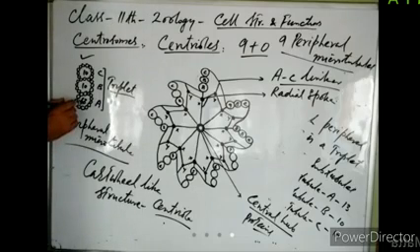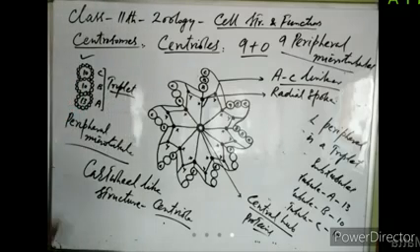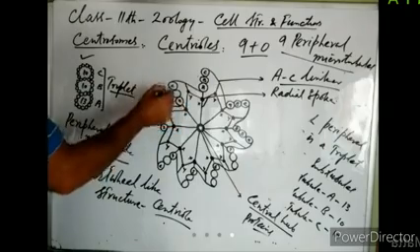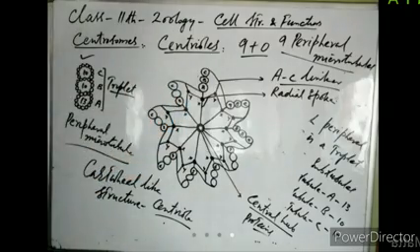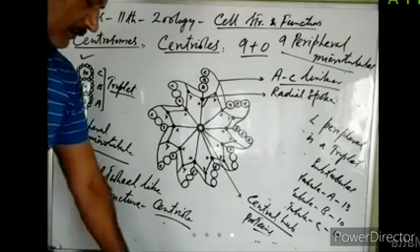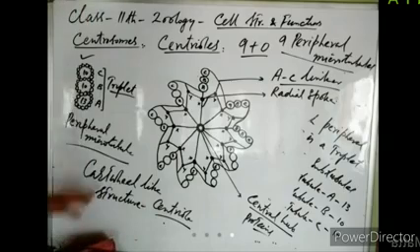Subtubule A is formed of 13 protofilaments. Subtubule B is formed of 10 protofilaments. Subtubule C is formed of 10 protofilaments. So these subtubules together form a peripheral microtubule. This is one peripheral microtubule, and this is another. So we say that each peripheral microtubule is a triplet, that means it is formed of 3 subtubules.